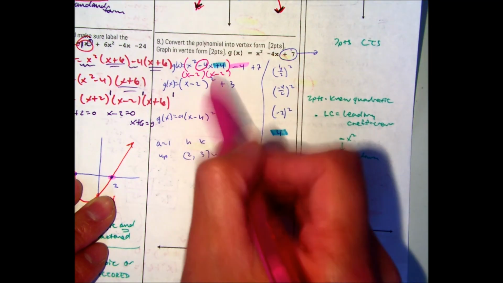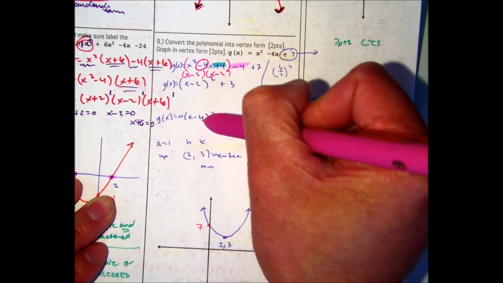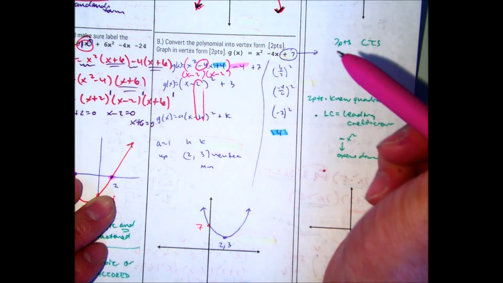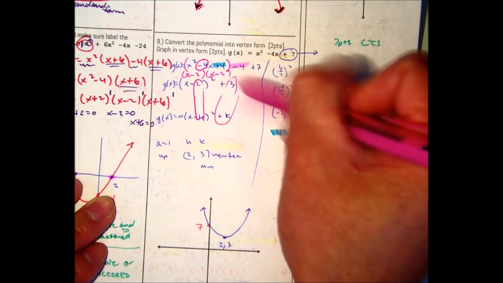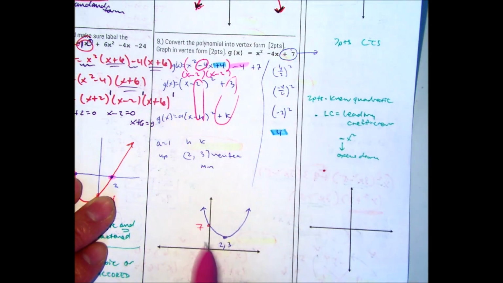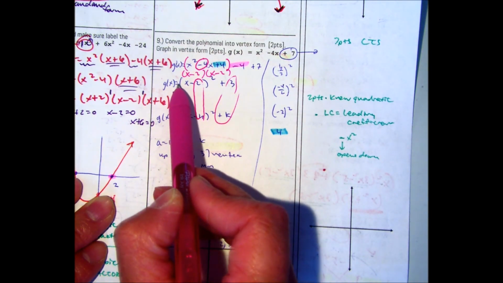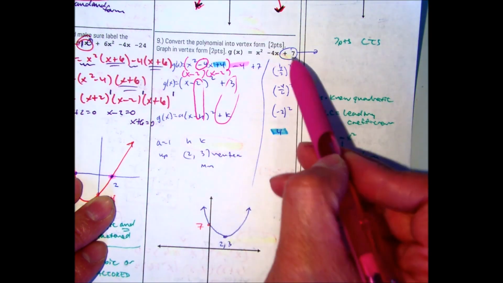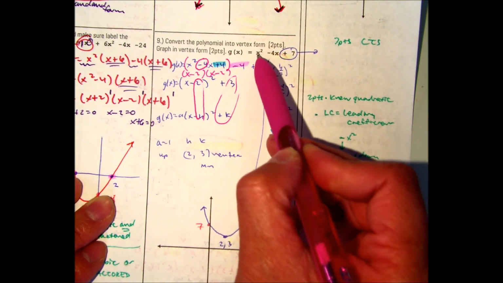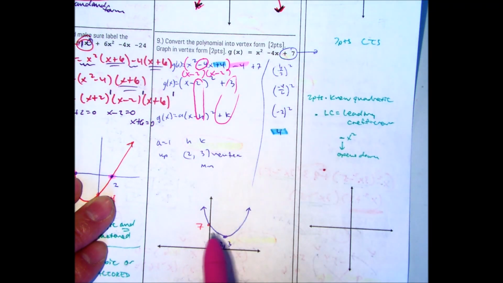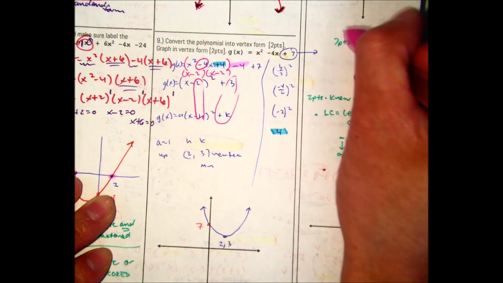Vertex form has the power of 2 and then a constant. So here my h value is a positive 2, and my k value is 3. So 2, 3 is my vertex. I know that it's graphed up because my a value, there's no negative sign, so it's going to open up. And remember back here at standard form, if you put in x equals 0 to find your y-intercept, you'll get a 7.